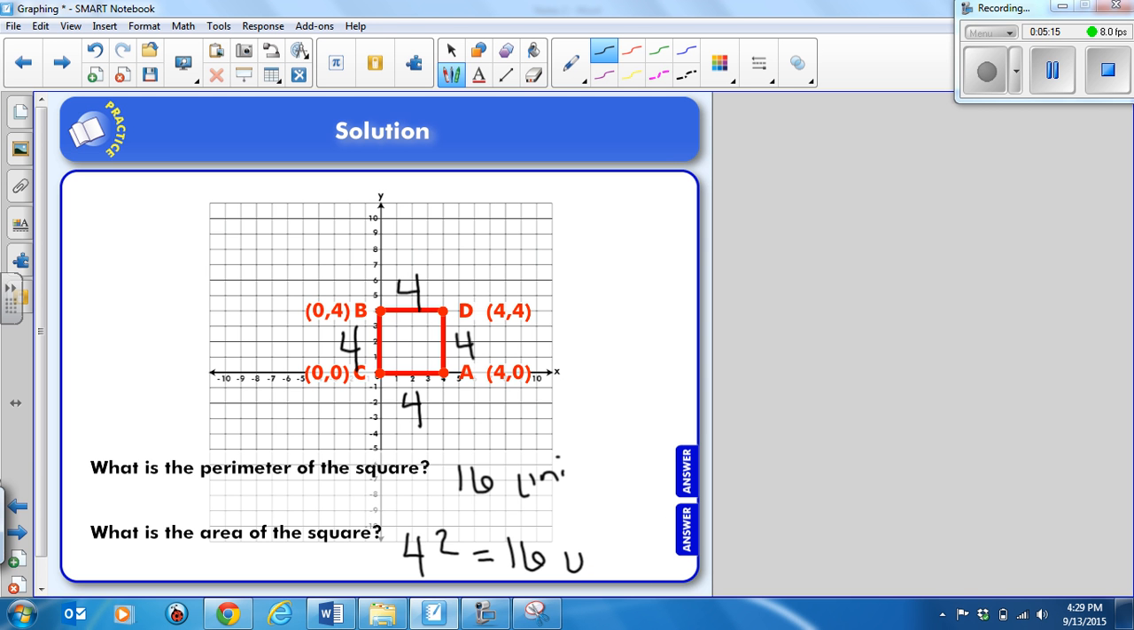I'm sorry, I don't know what's going on. It should be 16 units squared. So the perimeter is 16 units, and the area is 16 units squared.